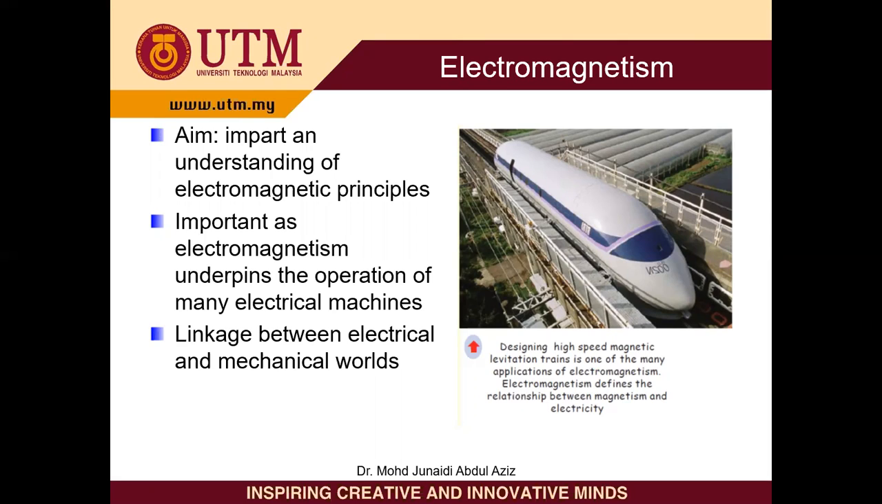So maybe you all know that electrical machines, for example DC machines and AC machines, use electrical energy to produce mechanical energy, meaning rotation. This can only be realized due to the utilization of, or understanding of, electromagnetism.